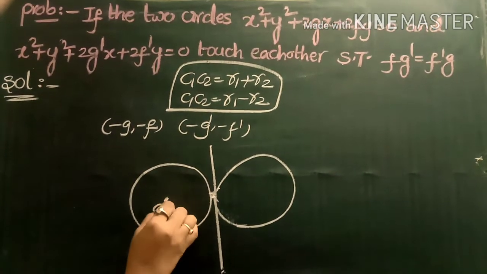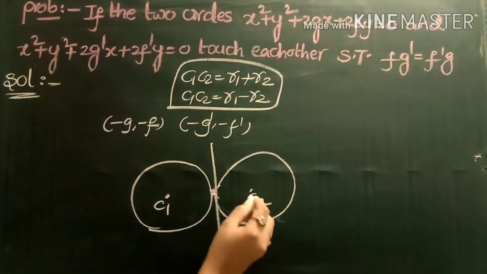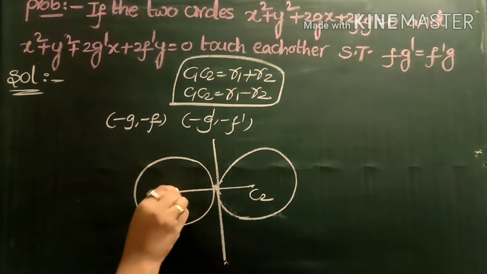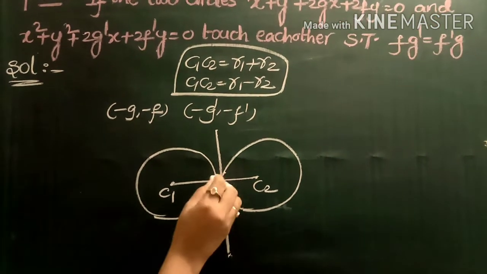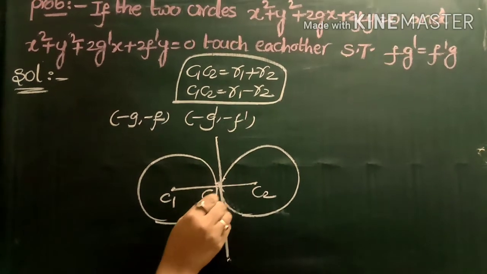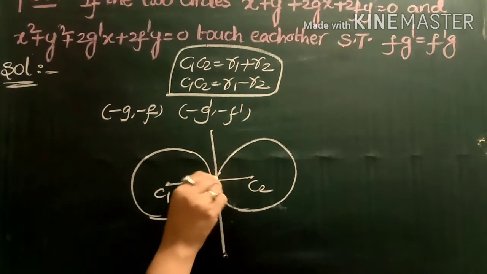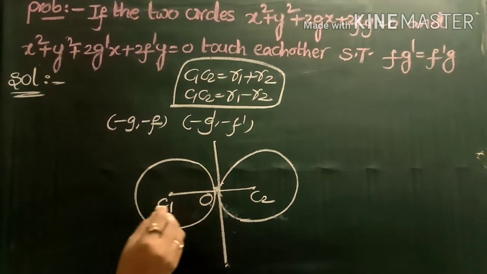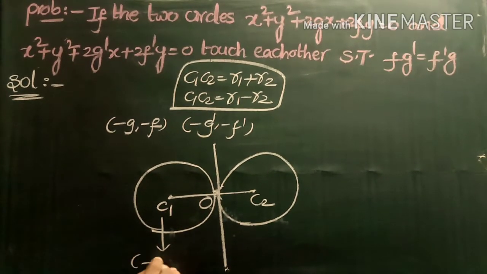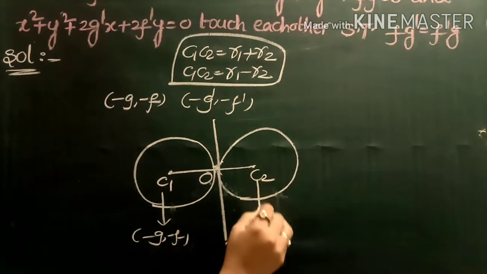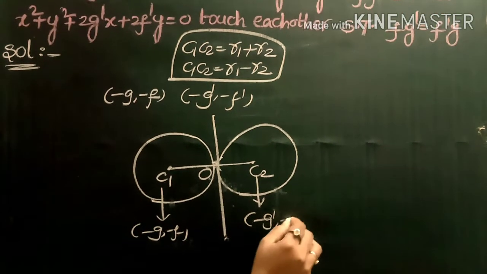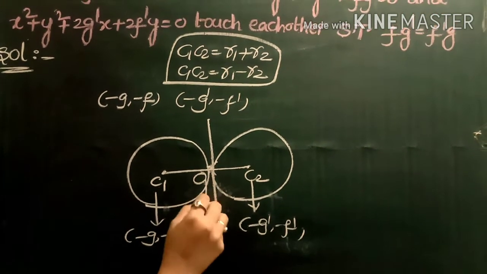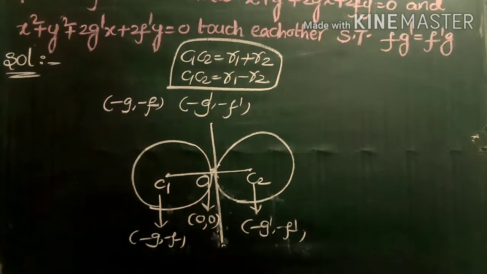This is the center C1 and this is the center C2. Now we join the centers C1, C2. Clearly the point of contact O is nothing but the origin, (0, 0). We already have C1 = (−g, −f), C2 = (−g', −f'), and the origin O = (0, 0).